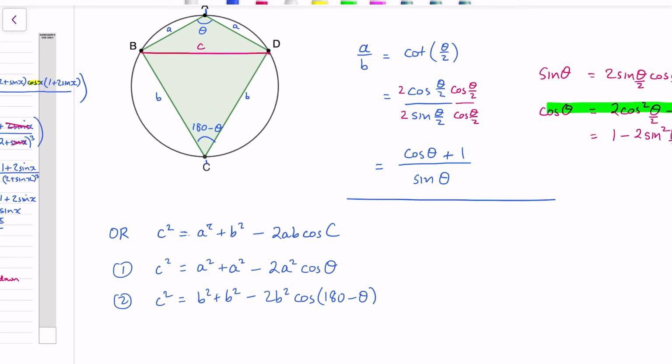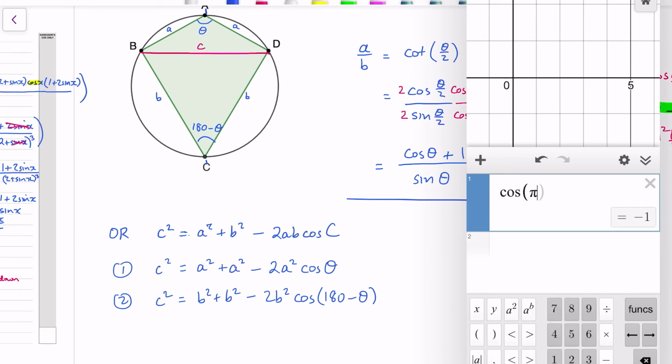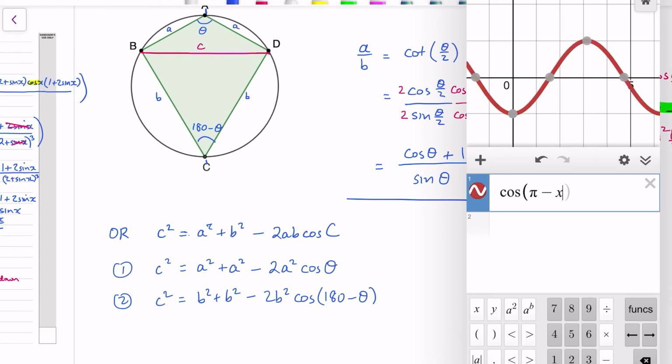Now, I don't want the c part in this expression. I want a relationship between a and b. So if I just have a quick look at a trig graph. If I've got cos of, I've got to change to radians here, cos of pi minus x, that gives me a negative cosine graph. So the pi is a shift and then the minus is a flip across the y-axis. So if that's a negative cosine graph, then I can change this to theta and change that to a plus.